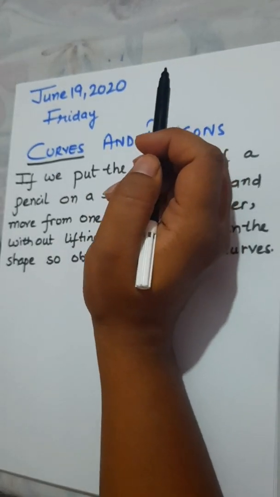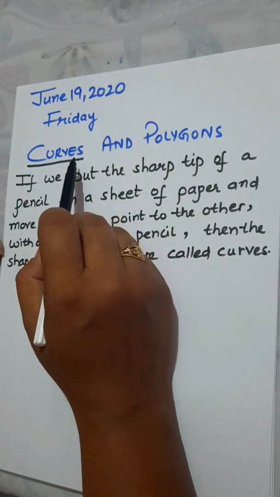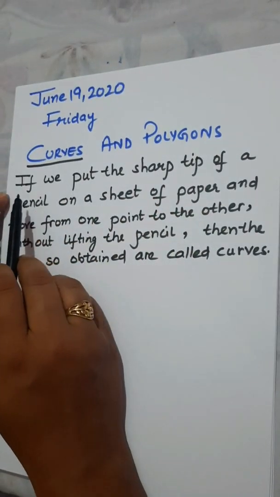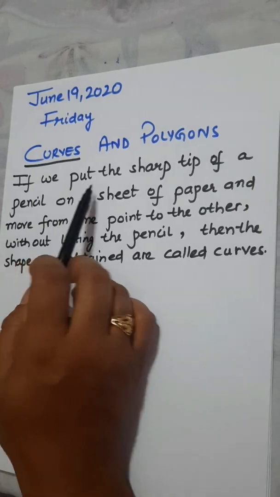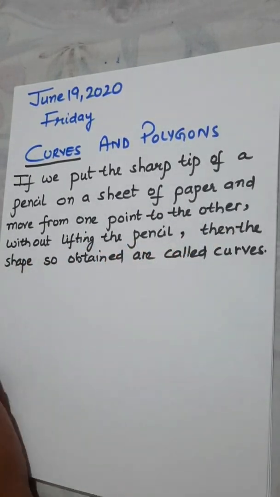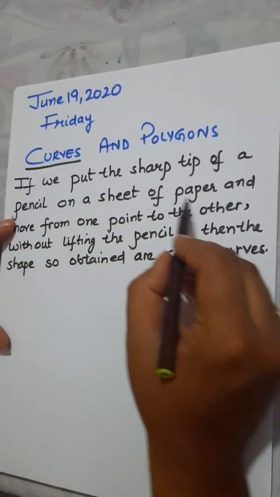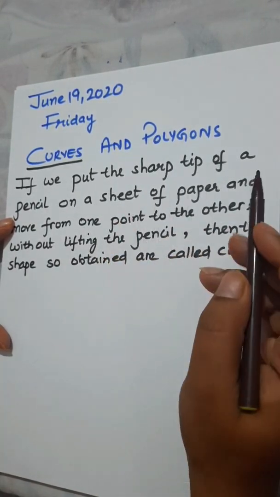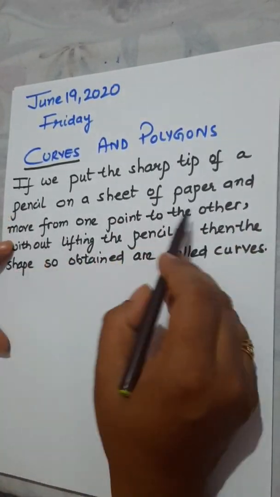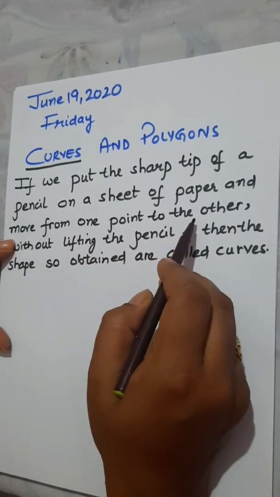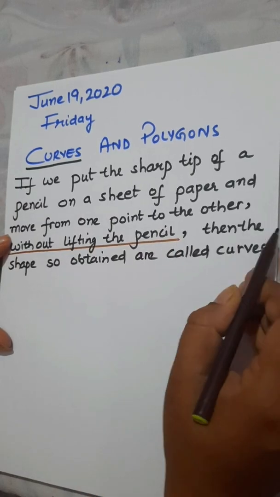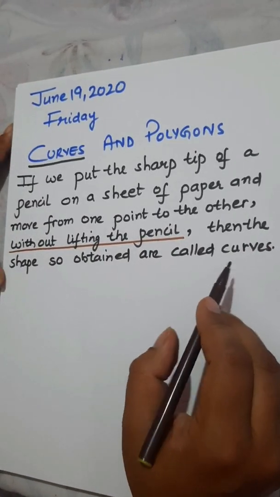Dear students, in this video we will learn a new topic, that is curves and polygons. Firstly, let's start with curve. We have a curve if we put the sharp tip of a pencil or a pen on a sheet of paper and move from one point to another without lifting the pencil, then the shapes so obtained are called curves.